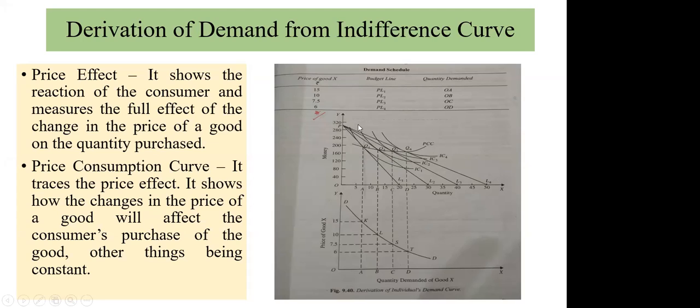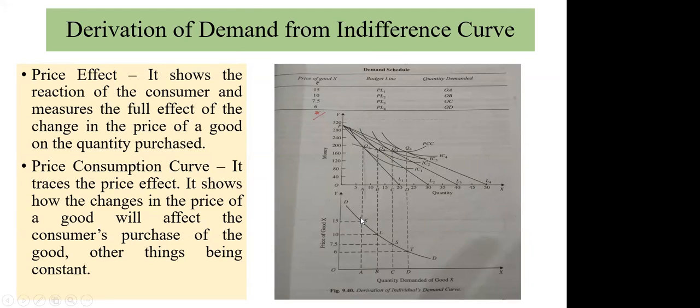The consumer is on IC1, indifference curve 1, and he is in equilibrium at point Q1. From point Q1, we can see that he is buying only OA quantity of good X. If we trace these two pieces of information, that he is buying OA quantity while the price is 15, we get this point K.